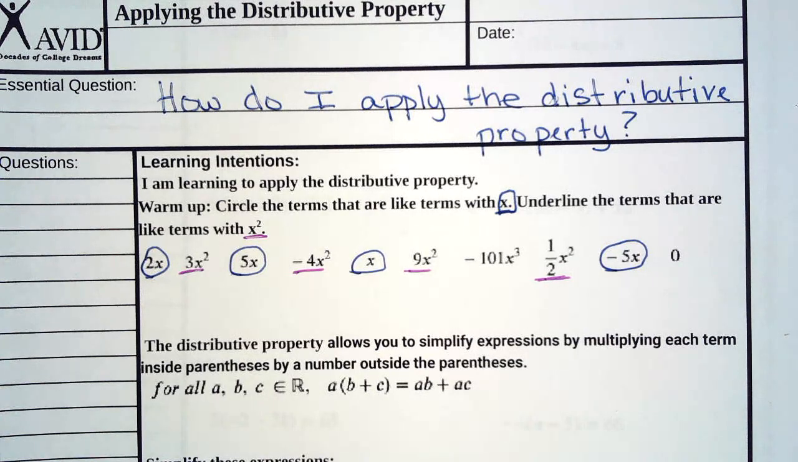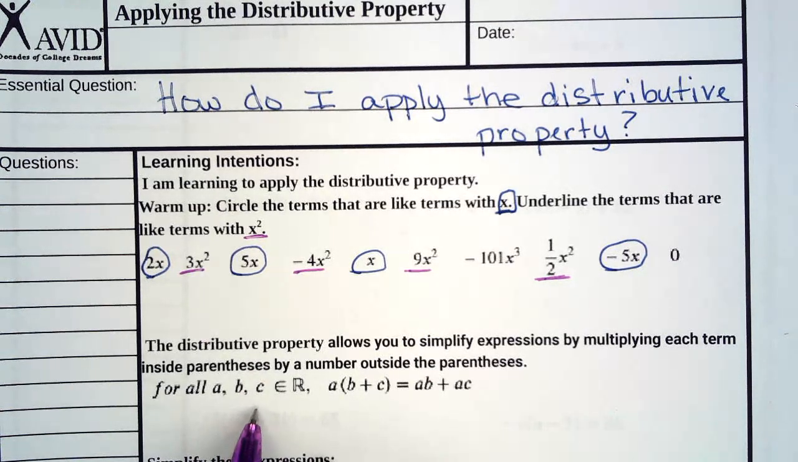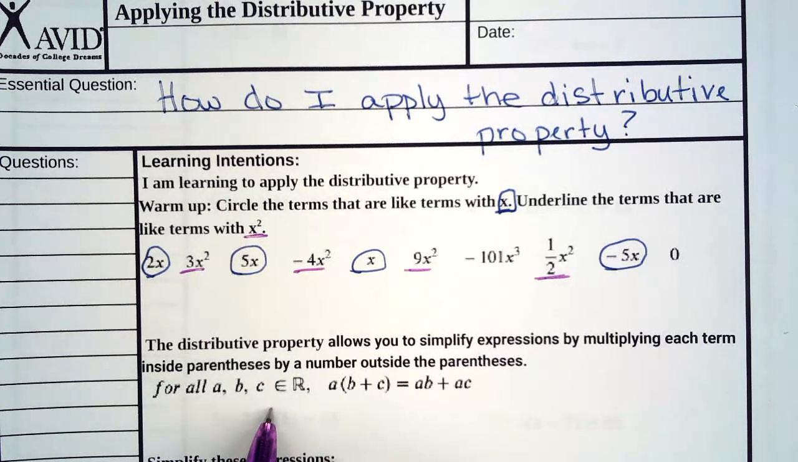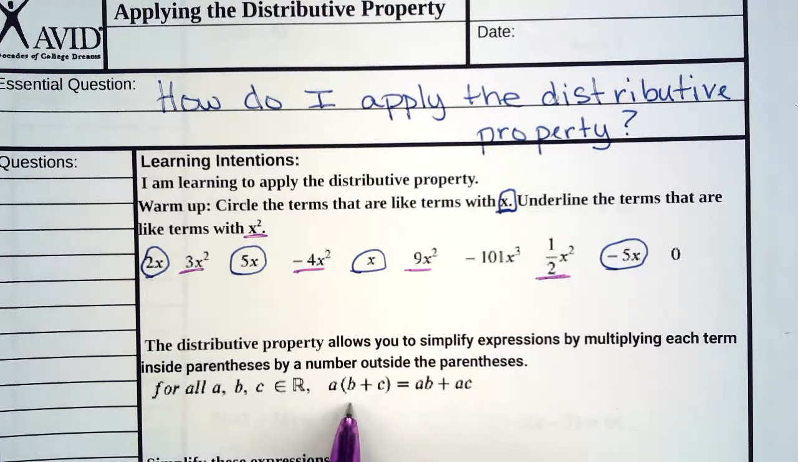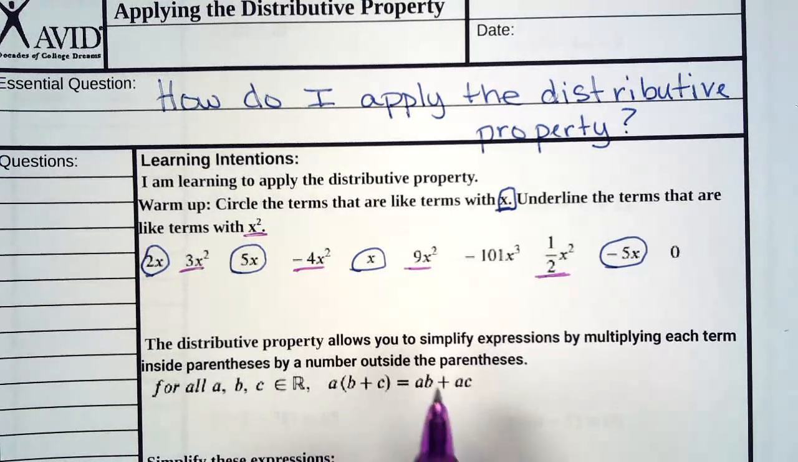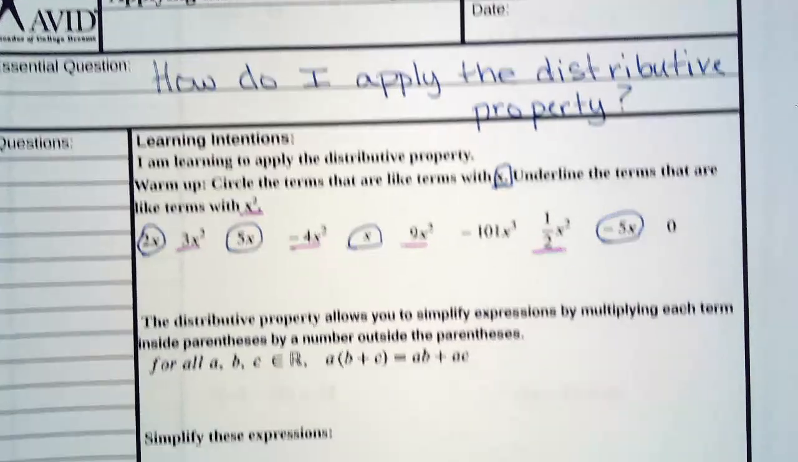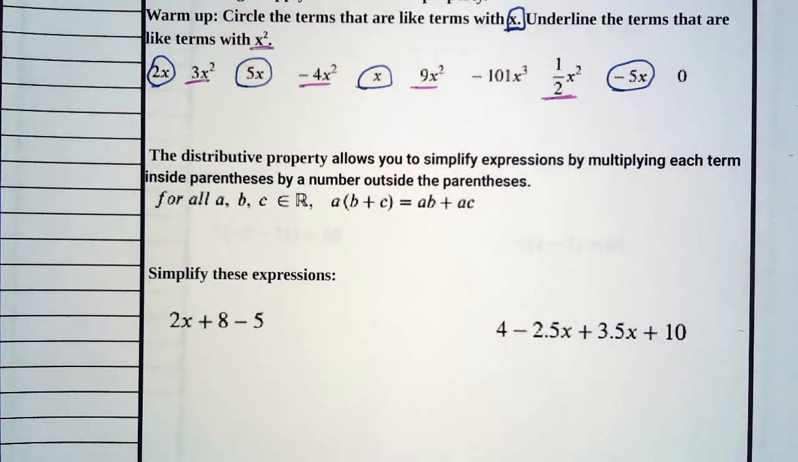Now, the distributive property allows you to simplify expressions by multiplying each term inside the parentheses by a number outside of the parentheses. In other words, for all a, b, and c, which are elements of our real numbers, a times the quantity of b plus c is equal to ab plus ac. Okay, so the first thing we're going to do is to simplify some expressions.